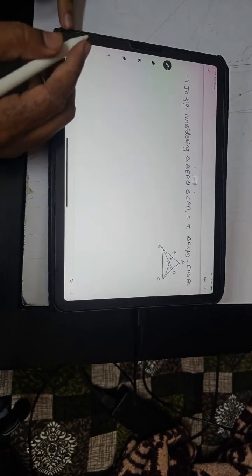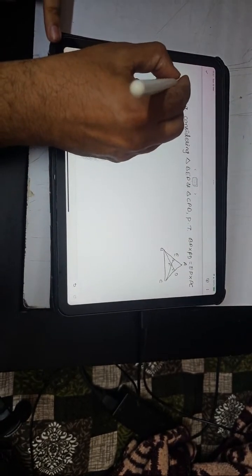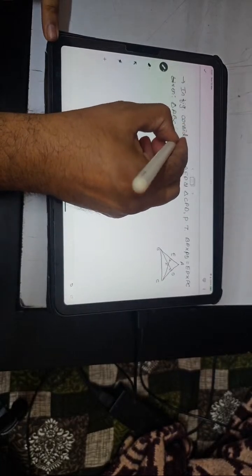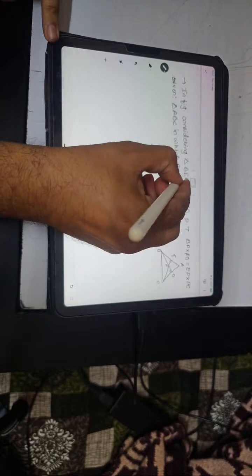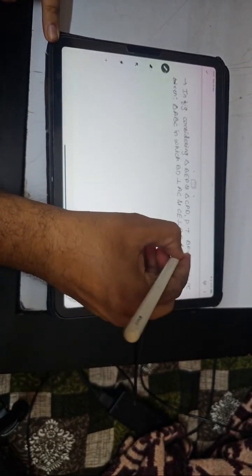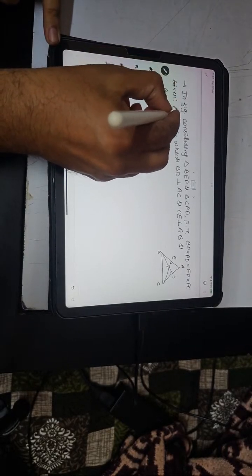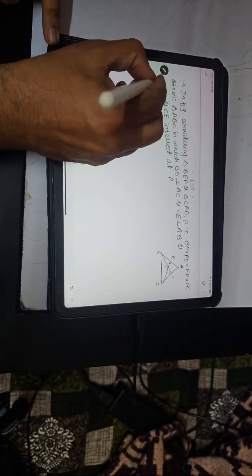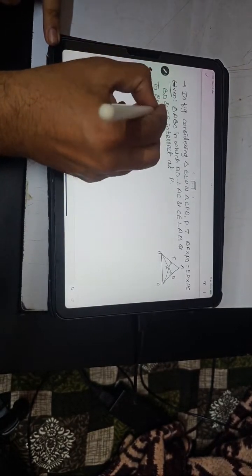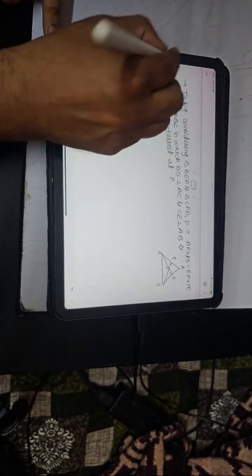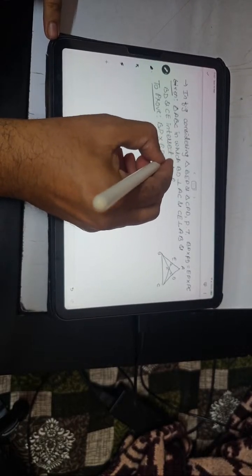So, see what is given here first. I am given triangle ABC in which BD is perpendicular to AC and CE is perpendicular to AB, and BD and CE intersect at P. To prove, he has given me this statement: BP into PD equal to EP into PC. This I need to prove.